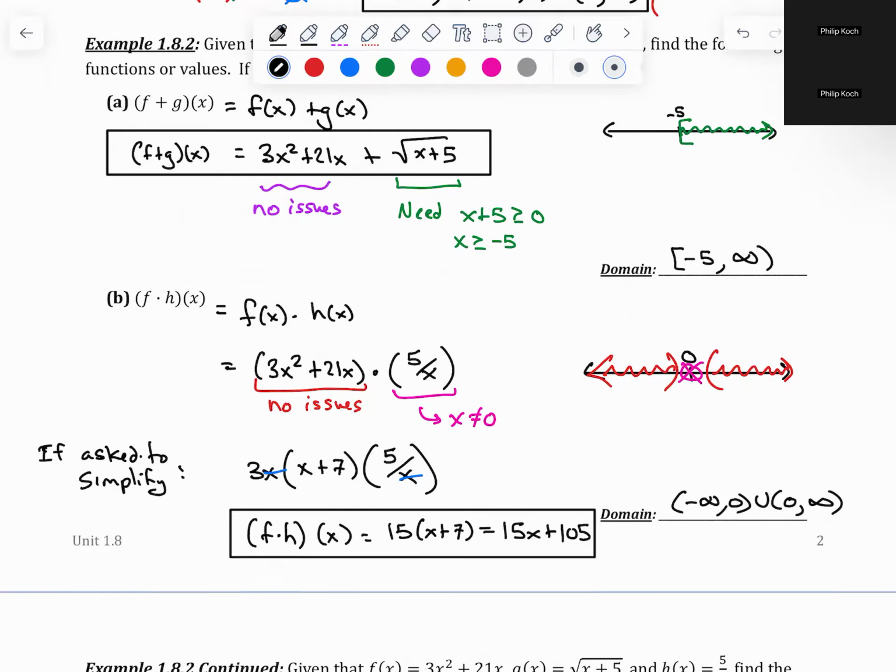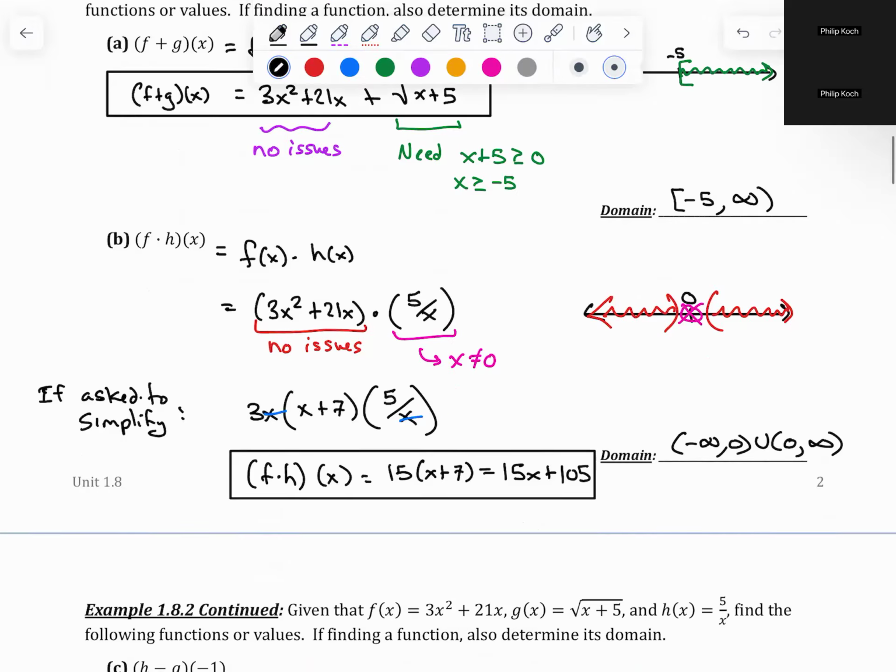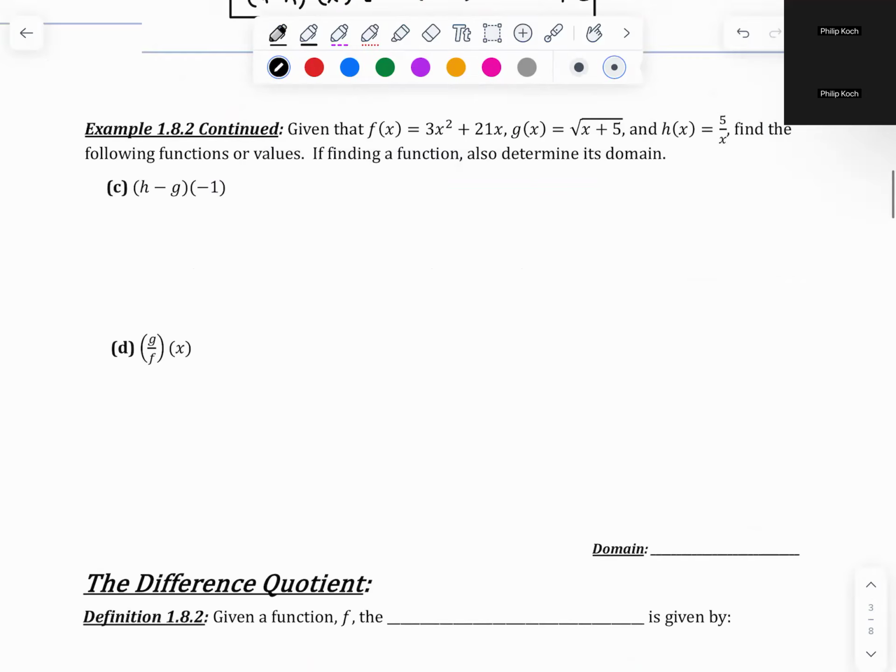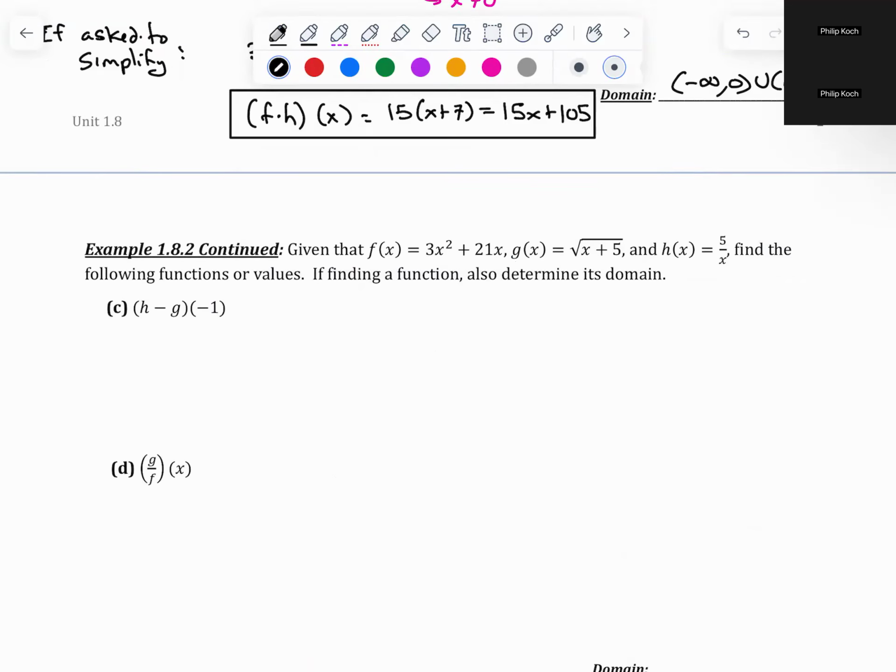Okay. Let's finish off this example and go from there. And then we'll take our first break. So this question, part C, says find h minus g of -1.